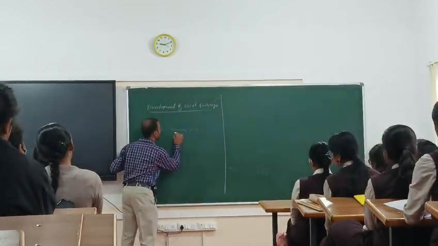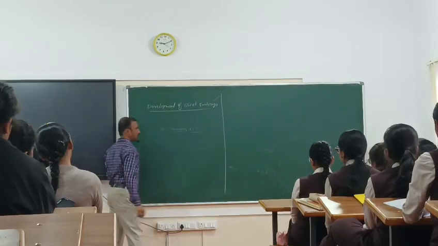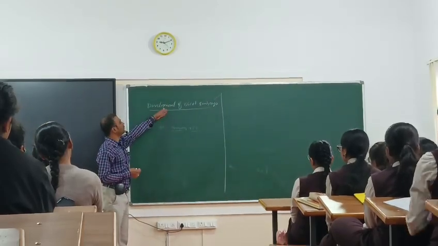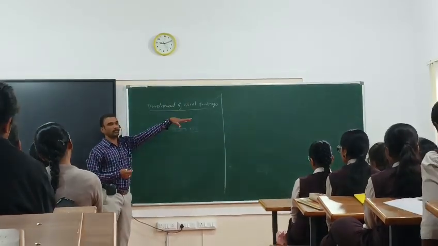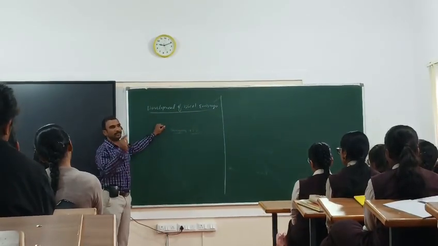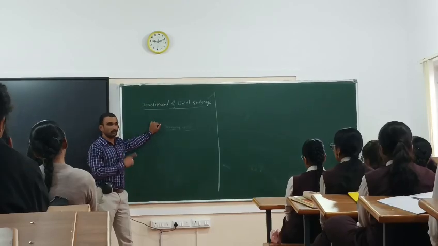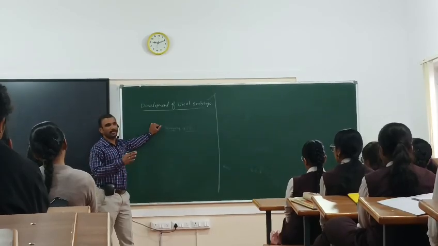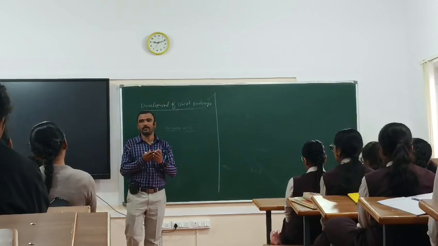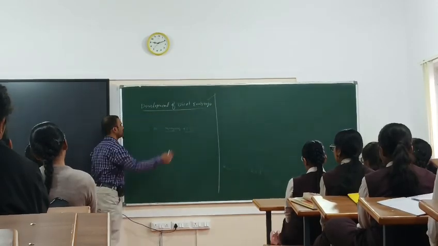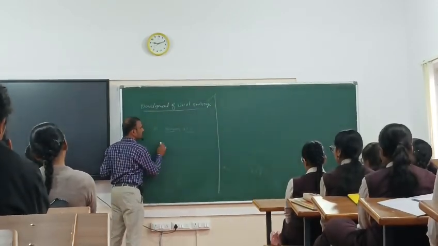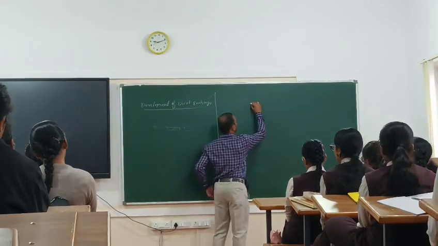What is syngamy and what is triple fusion? You have to observe. Because when we discuss the development of dicot embryo, sometimes we will discuss the terms of endosperm. So we have to see how the endosperm is formed, and where the polar nuclei are. That we will discuss later. So first of all, what is syngamy?